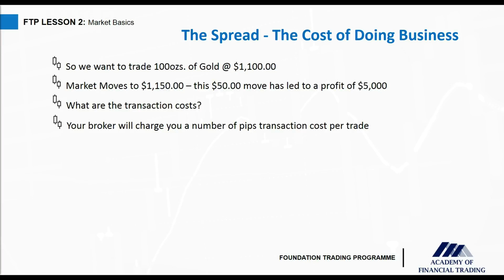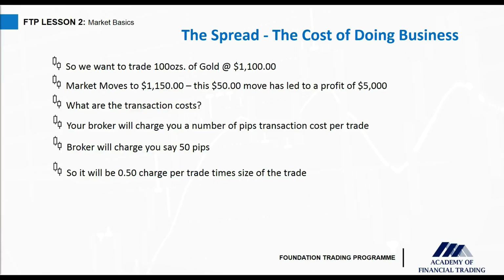Fantastic. So your broker will charge you a number of pips per trade, otherwise known as the spread. Just remember that the spread is just the number of pips per trade they are going to take as their payment. That's what they're charging you. You then multiply it by your trade size to get the cost of the trade. So let's say, for instance, the broker will charge you 50 pips. So it will be a 50-cent charge per trade times the size of the trade.